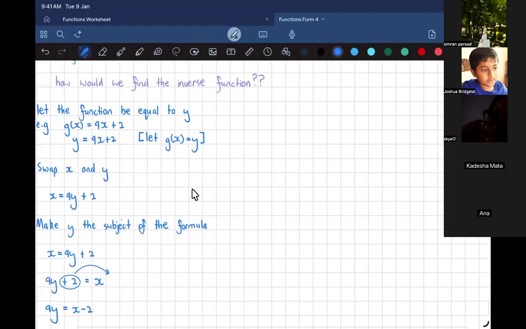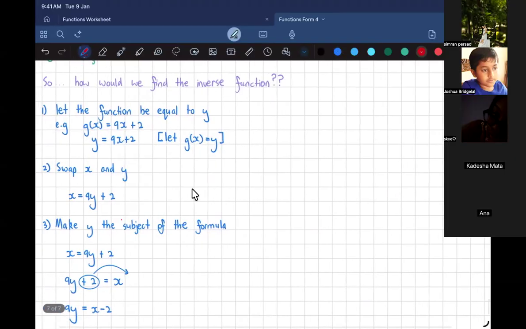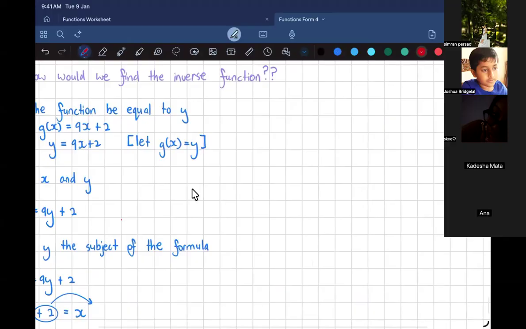Let's generate a sample mapping diagram. If I create a sample mapping diagram, let me just come up with a couple of x values. So I could say x is 1, x is 2, x is 3, right? I would call these the set of x values, the domain, and these will be the range. And the function here is g of x equals 9x plus 2.